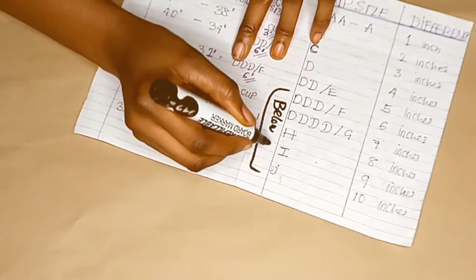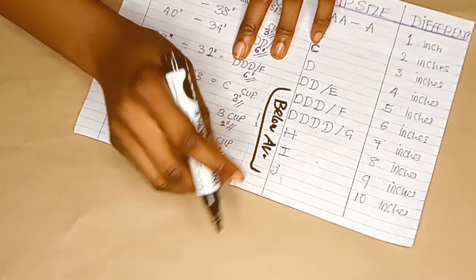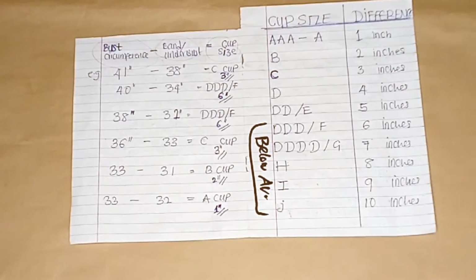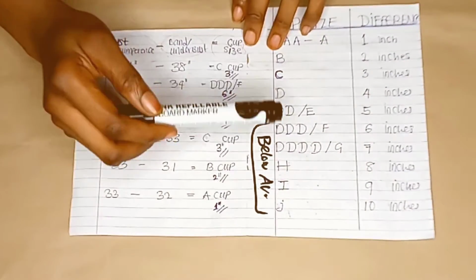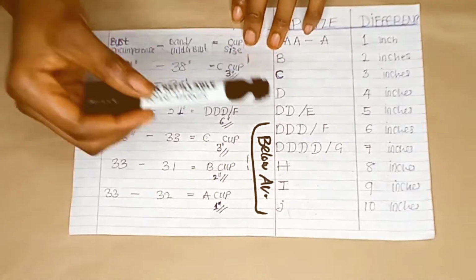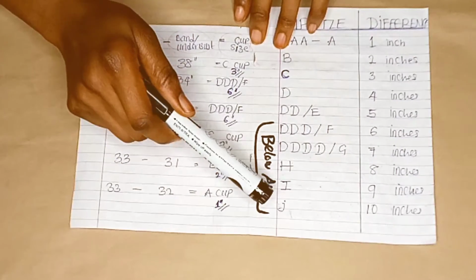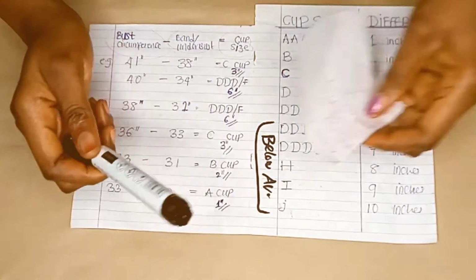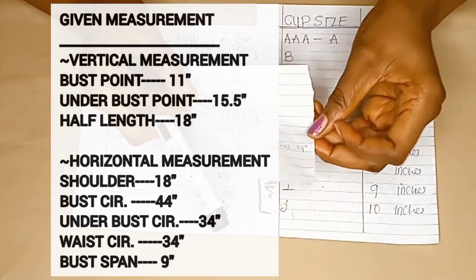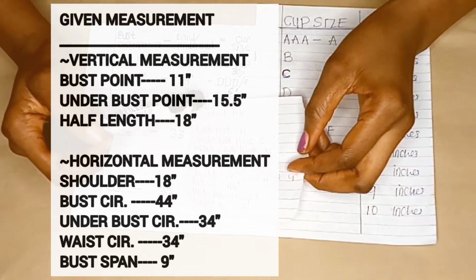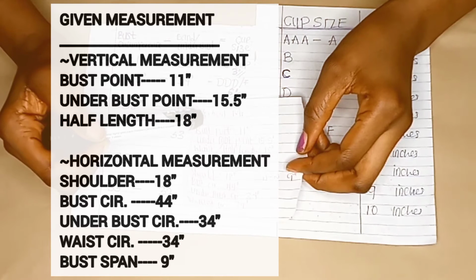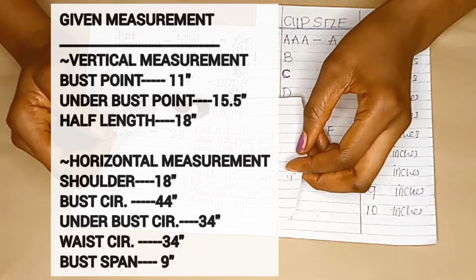From this part, known as below average, I'll show you the tips and hacks you can use to achieve the cup size when you are drafting a Princess Bustier blouse or gown, as the case may be, for busty people. So I was given a measurement for this particular person, and I'm going to leave it on the screen. As you can see, we have two groups of measurements for this.